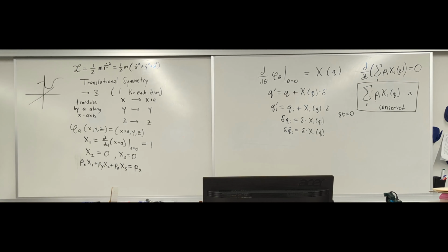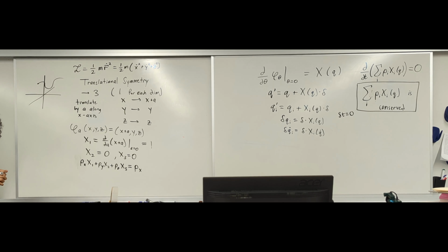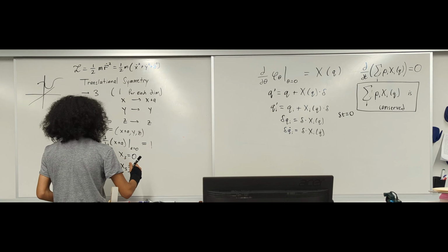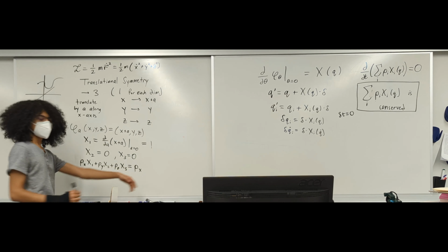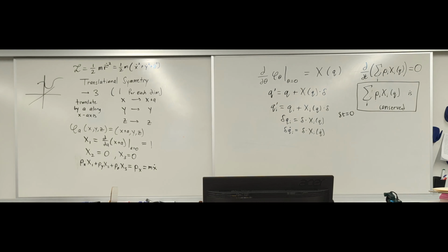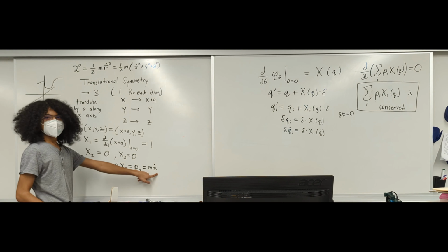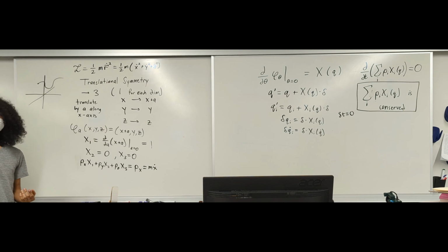And what is px? That is just mx dot. Exactly. So you could do the calculation directly, or what you're probably expected to know from AP Physics is that this is the conserved quantity, which is just the momentum in the x direction, right? The momentum that we're used to from old Newtonian physics.